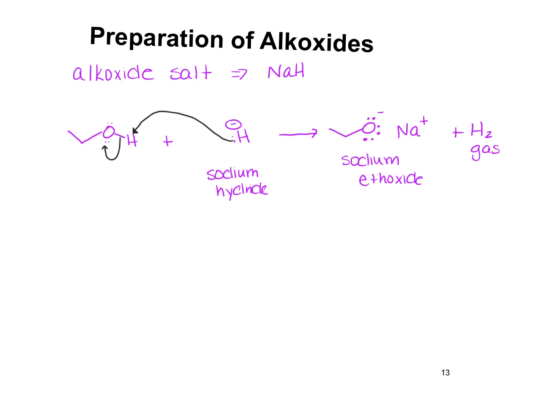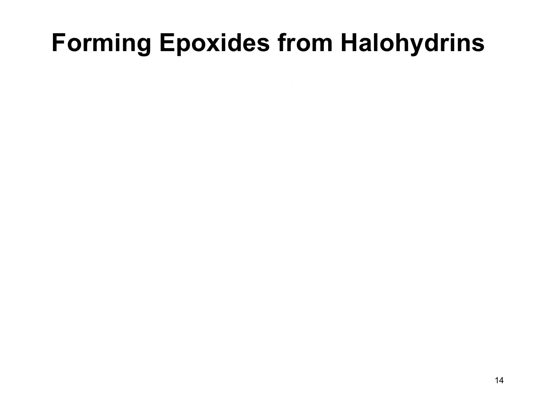Now, let's think about how we synthesize an epoxide. Well, one of the ways that we can do this is to use a halohydrin. So a halohydrin is just a compound that contains both a hydroxy group and a halogen atom on adjacent carbons.